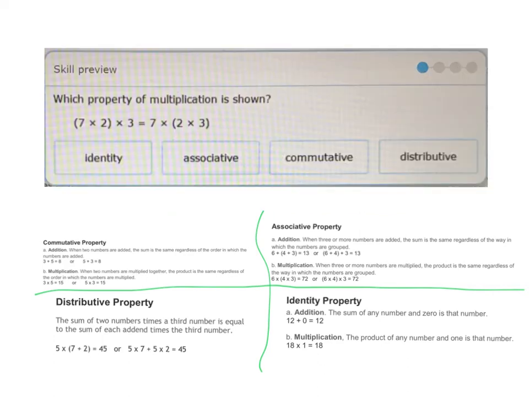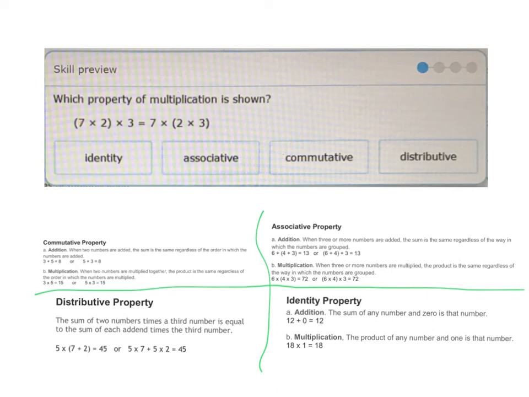Our last example says, which property of multiplication is shown? 7 times 2 times 3 is equal to, I should have said bracket, 7 times 2 close bracket times 3 is equal to 7 times bracket 2 times 3 close bracket. I believe this is the associative property. When 3 or more numbers are multiplied, the product is the same regardless of the way in which the numbers are grouped. So for example, 14 times, 7 times 2 is 14 times 3.